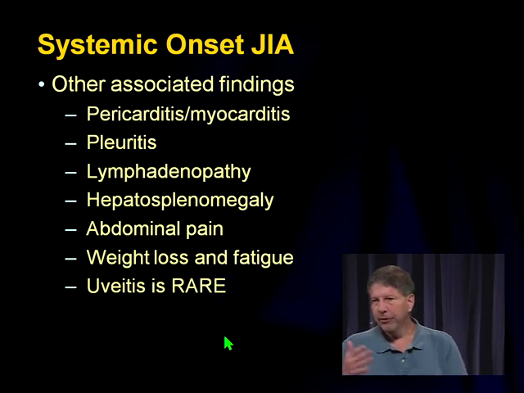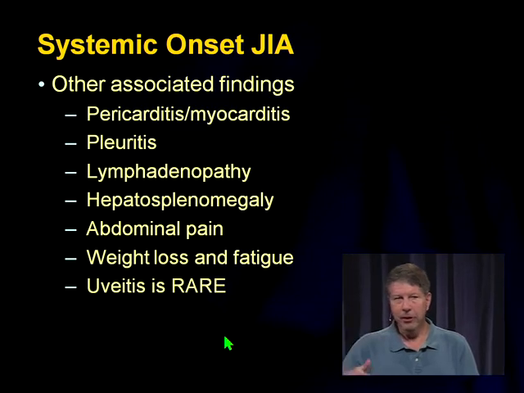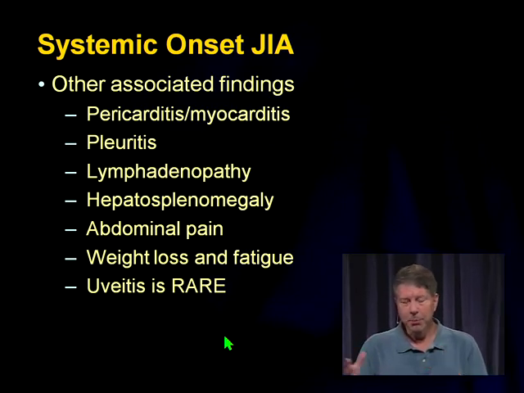Other things you can see with this, and this is where it kind of gets into the lupus thing, is could this be lupus or not? Because they can have pericarditis, they can have pleuritis, okay? They can have a big spleen and liver, abdominal pain, weight loss and fatigue is very common with this as well. And the key here is uveitis is rare. As we're going to talk about with the oligo form of this, uveitis is very common. And so uveitis in this one is rare, but it still occurs, okay?